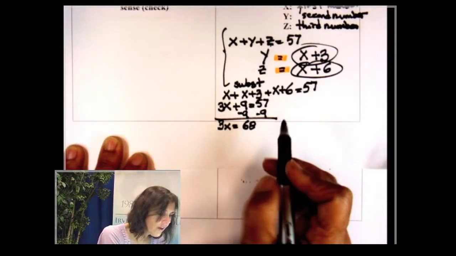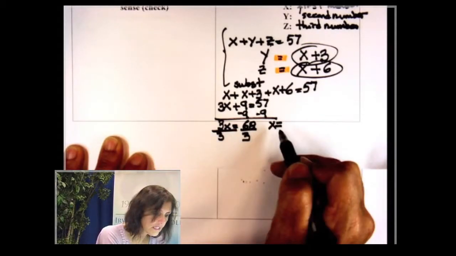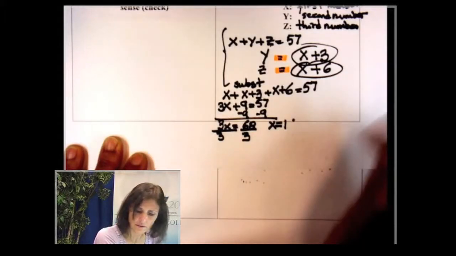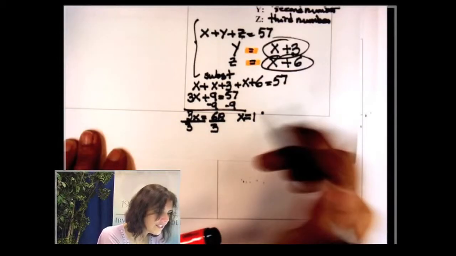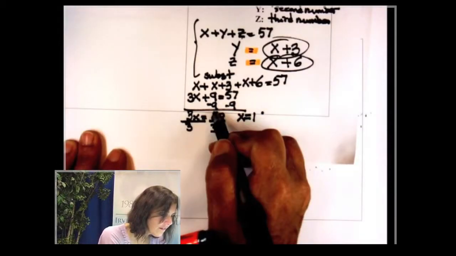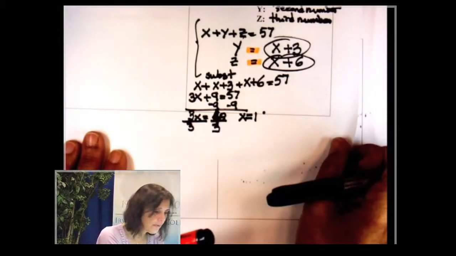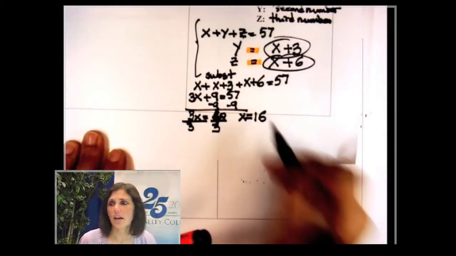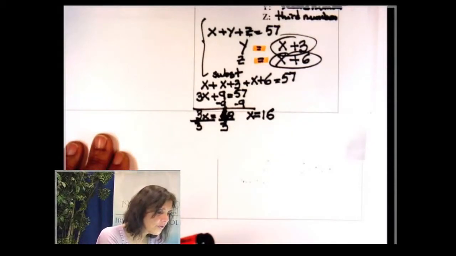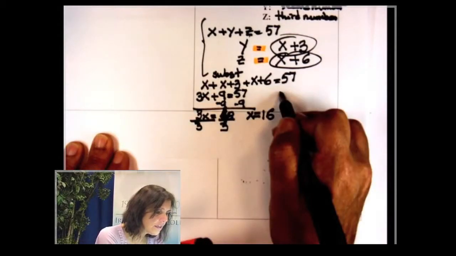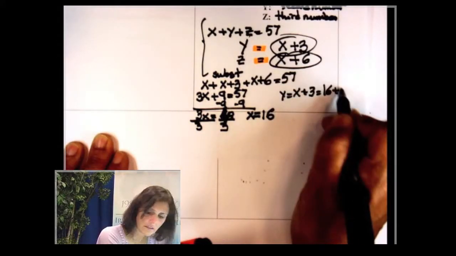Then you're going to divide both sides by 3. X equals 16. No, let's see. Is that 57? Oh, what am I doing? It's not 68. It is 48. Here you go. 48 divided by 3. And that is going to be 16. So I got the X. How am I going to get the Y? The Y is going to be X plus 3. And X is 16. 16 plus 3, that's 19.